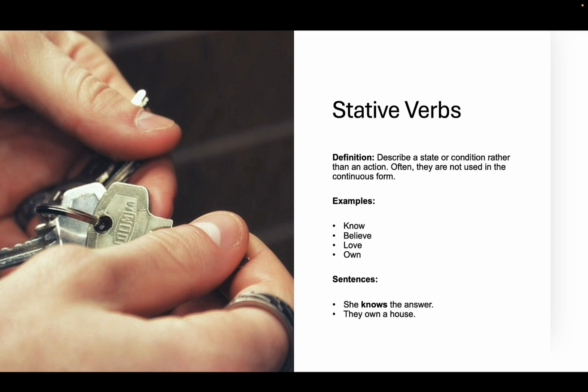They own a house. What do you think is the verb here? The stative verb here, own, is the stative verb in this sentence because it describes possession, not an action. As you can see, the stative verbs in these sentences are knows and own. They describe states of being or possession rather than actions.